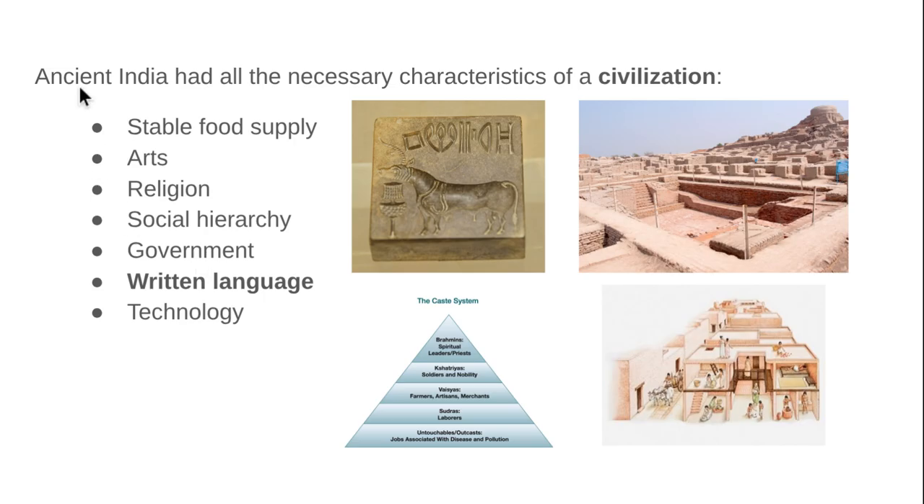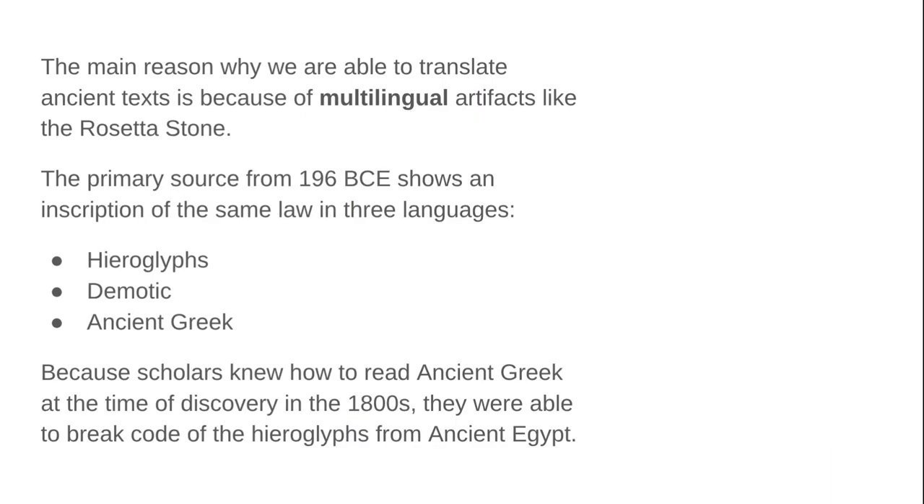Remember, ancient India had all the necessary characteristics of a civilization. These 7 characteristics are a big focus for us this unit, and I'll give you a hint. They will be included on your work this week and on the quiz. So remember, that's a stable food supply, arts, religion, social hierarchy, which is kind of represented by this pyramid, where different groups of people have more or less power depending on their social group. Government, written language, which we'll focus on today, and technology.